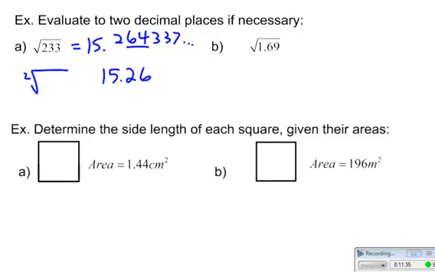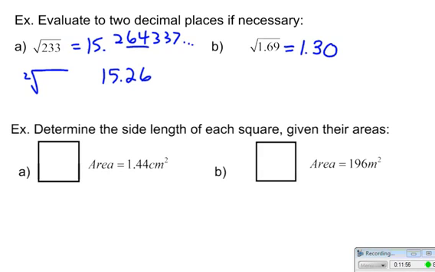When I look at the second example, again, I'm going to type in my calculator square root 1.69, or I might have to press the square root sign afterwards, and I get 1.3 exactly. So to show that that's exact to 2 decimal places, I'm going to add a 0, 1.30.